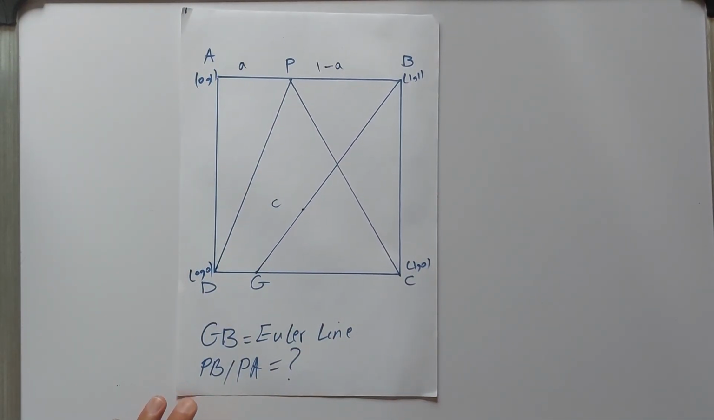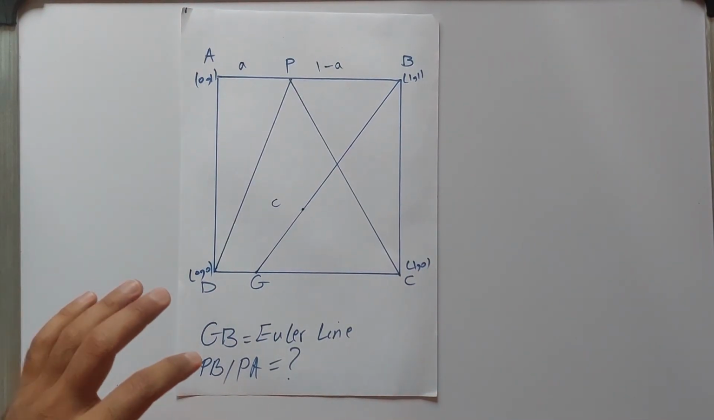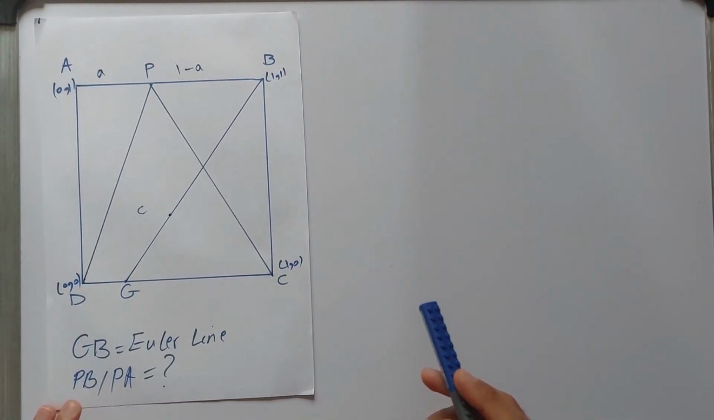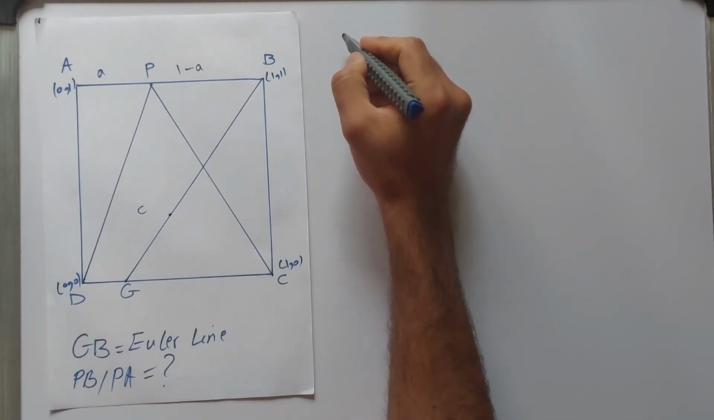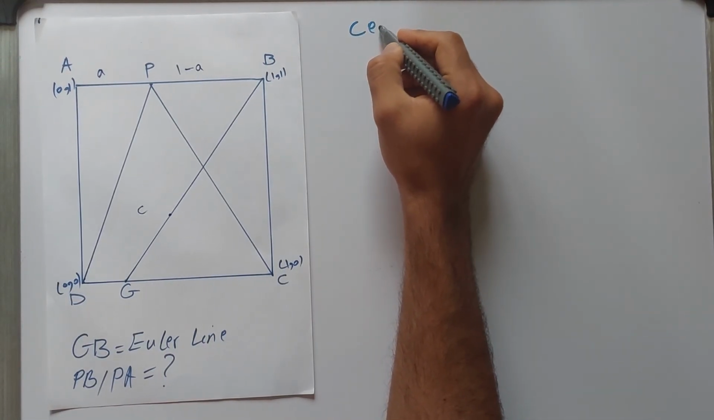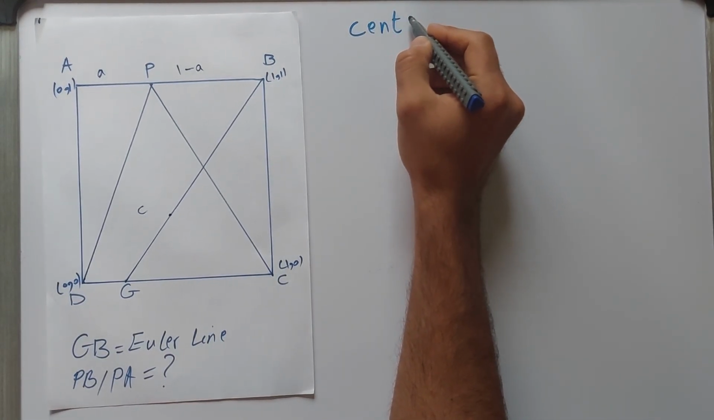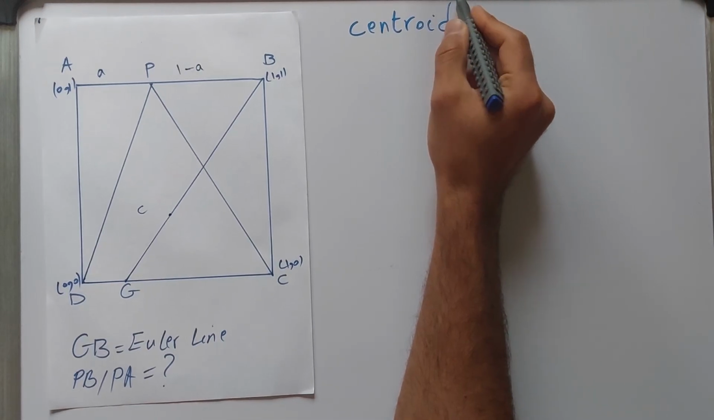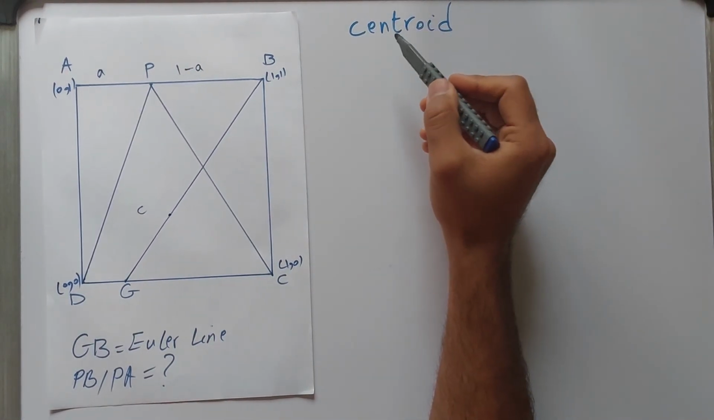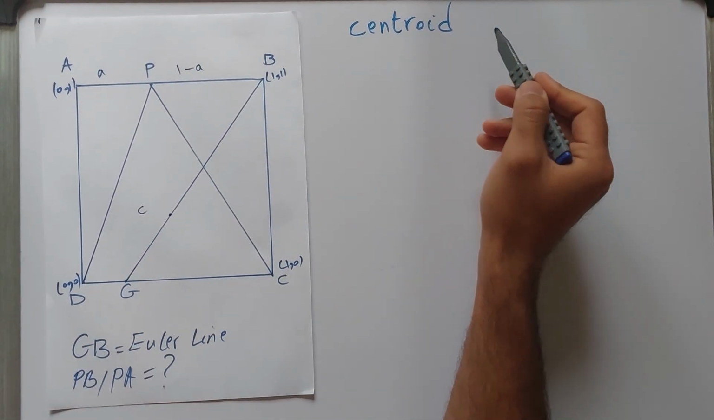There is a brilliant twist at the end, so make sure to watch it completely. So for those of you who don't know what the Euler line is, the Euler line of a triangle is a line that passes through three critical points. One of them is the centroid. The centroid of a triangle is the center of mass, or the intersection point of the medians.